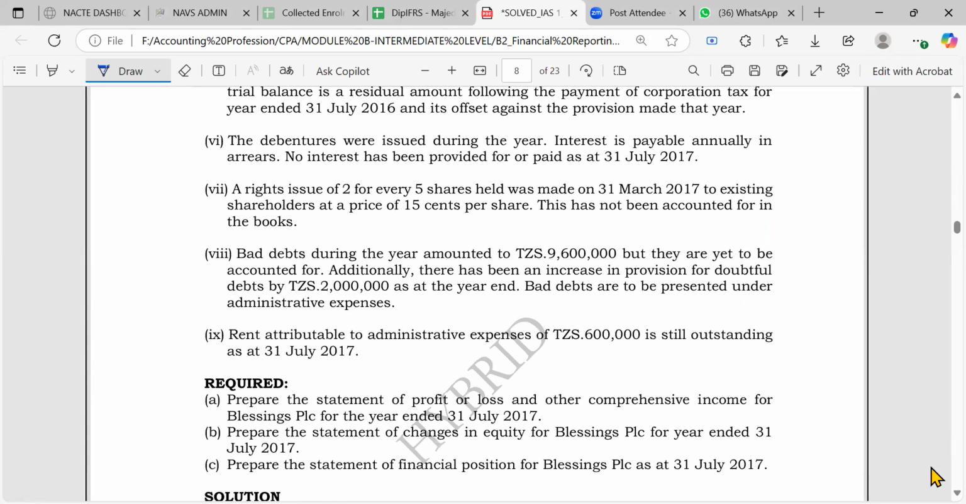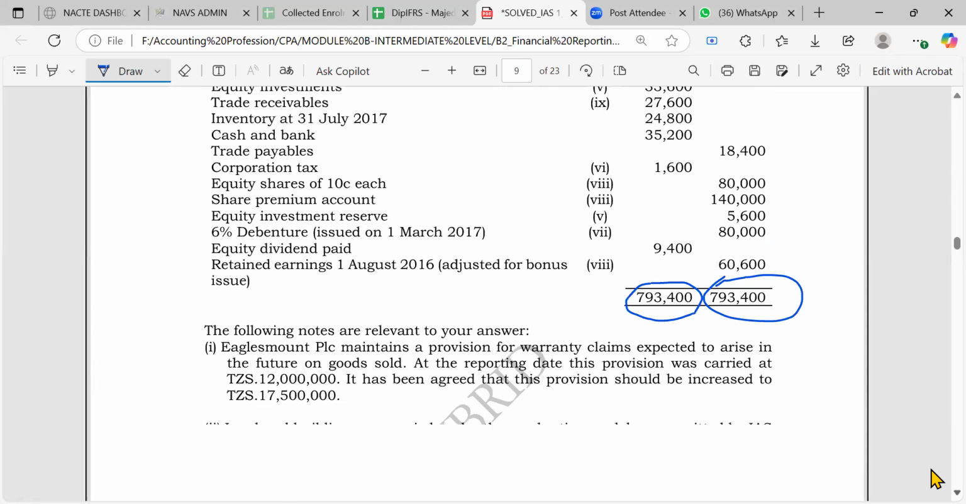So we are on question number 2. Let's solve question number 2. As usual, when you're dealing with questions, you should first seek out to know the requirement.